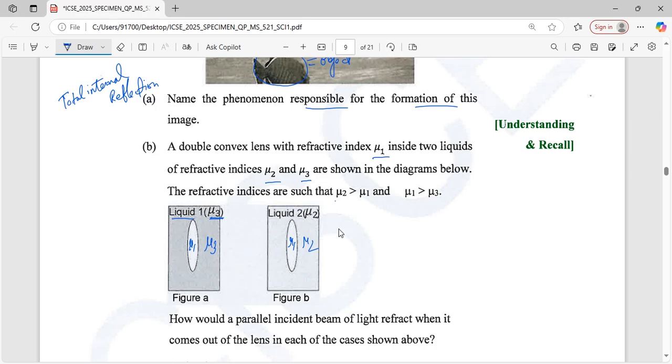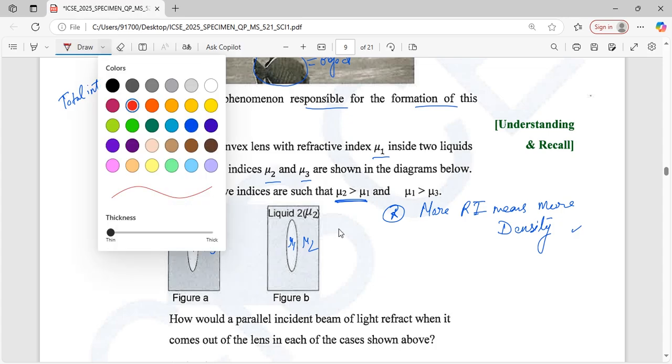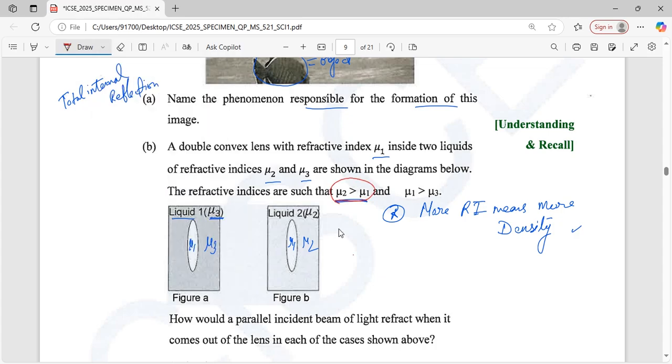In such a case, refractive index mu2 is greater than mu1. So here we know that more refractive index means more density. So as a note, more refractive index means more density. So the first condition says mu2 is greater than mu1, means there is a denser medium and a rarer one.